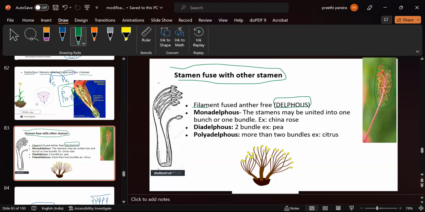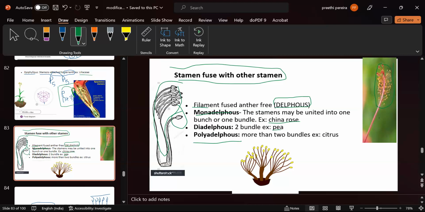The yellow color you see, these are the anthers. So filaments are fused and anthers are free. Everything is in one bunch. So we will call this monoadelphous. Example is China rose, hibiscus plant. In diadelphous you can see 2 bundles. Here there is one bundle and here there is one bundle. So in diadelphous, 2 bundles are formed. Example is pea, all Fabaceae are diadelphous. Polyadelphous is seen in citrus. See how many bundles are there? 1, 2, 3 bundles. More than 2 bundles we call polyadelphous.